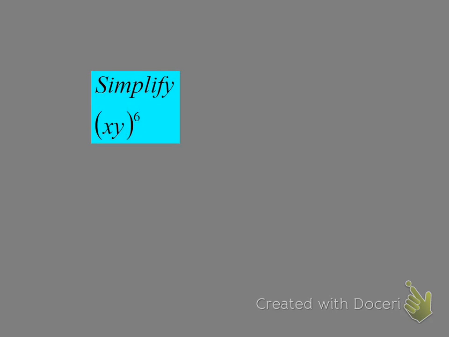Alright, let's see. I think we left off with that one, right? Did that one? Okay, so we got this one to go: x times y in parentheses to the 6, starting off with an easy one.